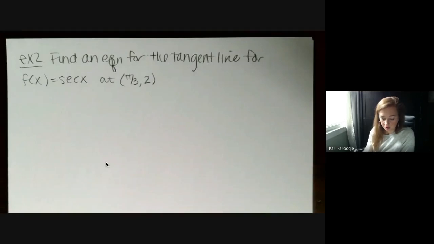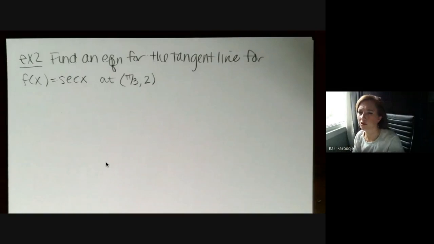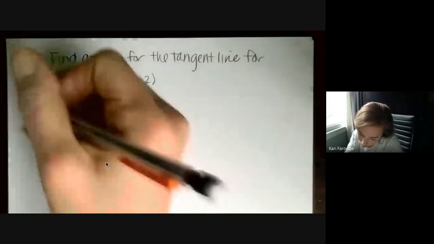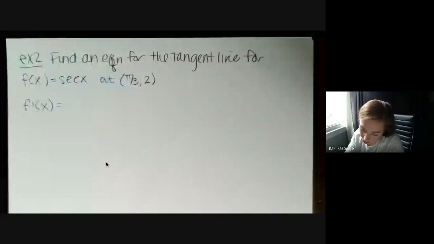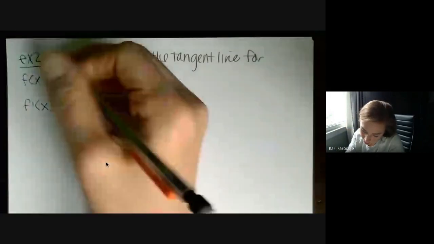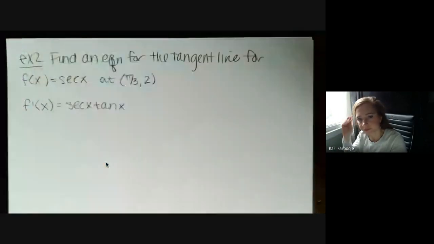And you're going to need your unit circle or your trig knowledge here. Both would also be helpful. The derivative of secant x is secant x tangent x. If you have no idea what else to do, at least take the derivative. At least you'll get points for that.